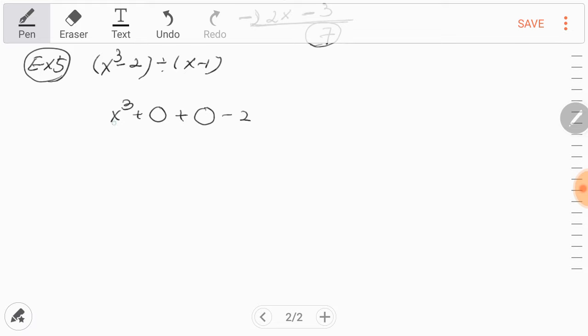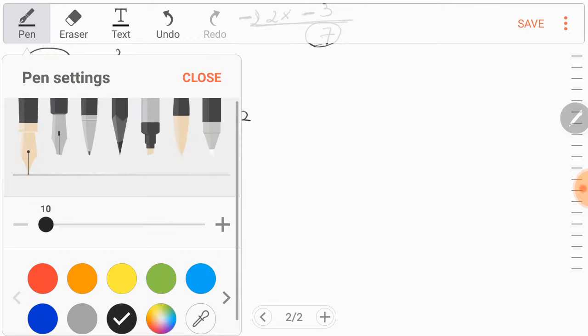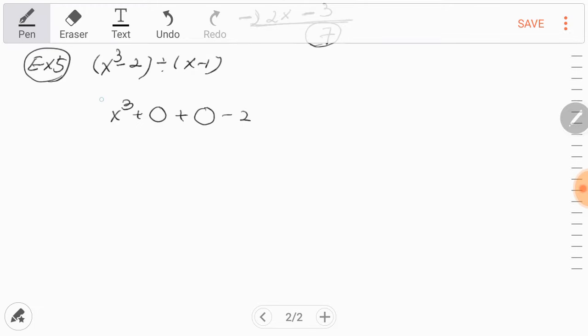So x cubed, x squared, x, and constant. Make sure you put a space because each column is assigned. And then divided by x minus 1. Even for x minus 1, if this is x squared, let's say, then we have to put 0 for the place of the x term. So this is x minus 1.